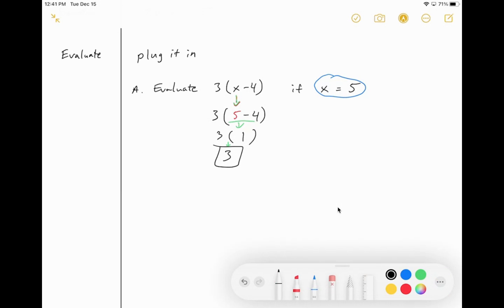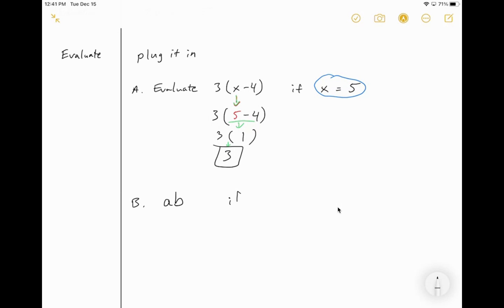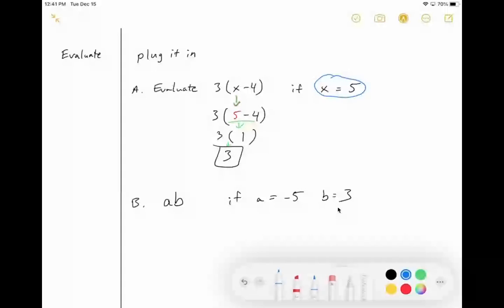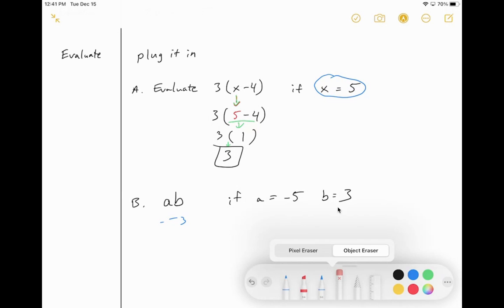This one is something that gets people confused a lot. What is AB if A is equal to -5 and B is equal to 3? Now, this does not mean -53. Some people say, oh, I get it, Mr. Leong. A is -5 and B is 3, so it's -53. No, okay? First of all, we need to understand very clearly what AB means.